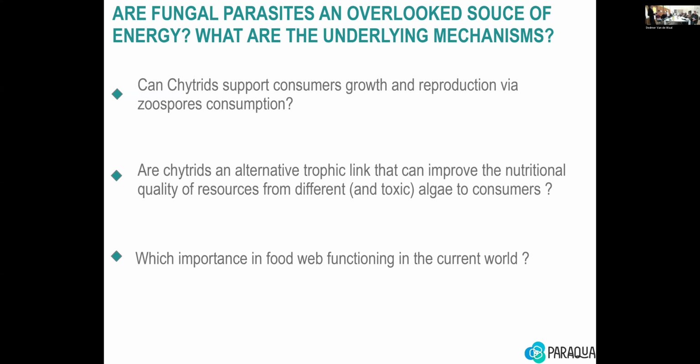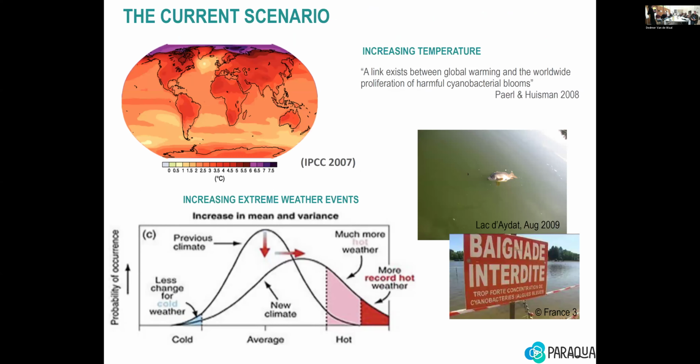So what are the underlying mechanisms, and what is the importance in the current world? Considering the current scenario, we all know about global warming and the increase in extreme weather events. Since quite a long time now, we know that there is a direct link of this change with the proliferation of harmful toxin blooms. And these blooms are often considered what are called trophic dead ends, so they are considered not exploitable by consumers.